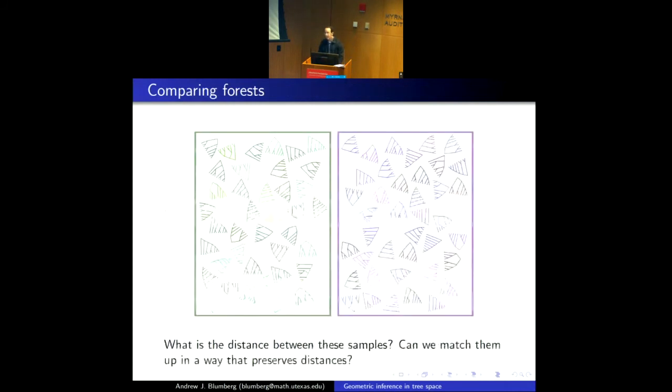So a related question you can ask, so one kind of question you can ask about collections of samples is, did they come from the same distribution? Another you can ask is, how different are they? Can I measure the distance between them, and can I match them up in a way that preserves the local relationships between the trees?